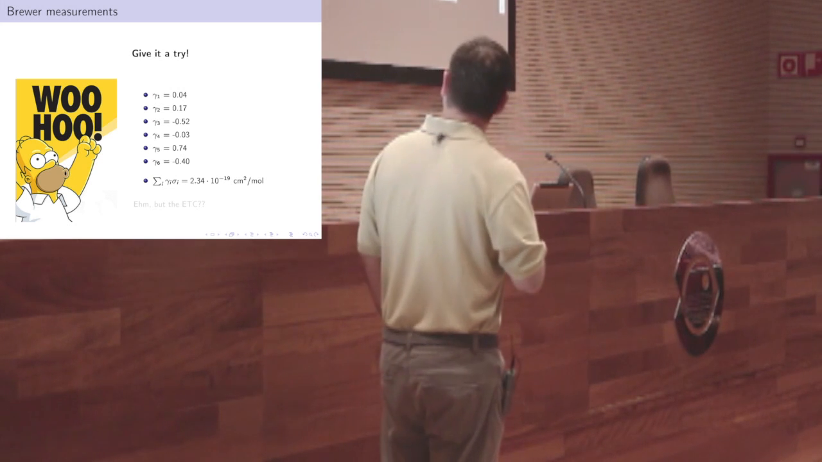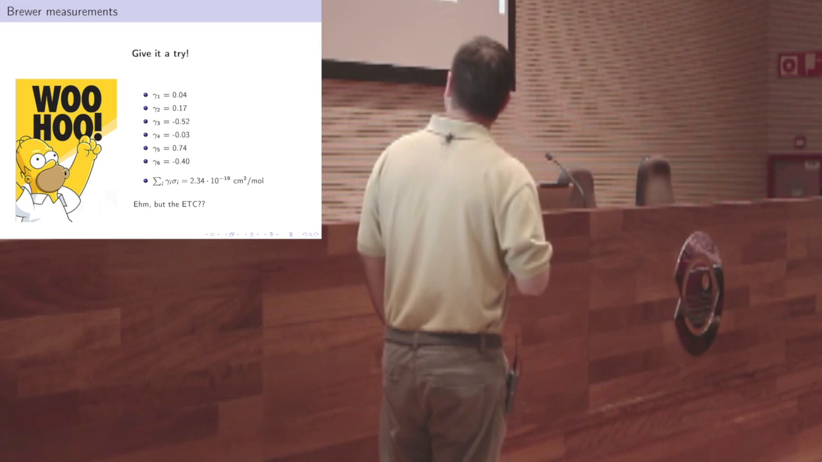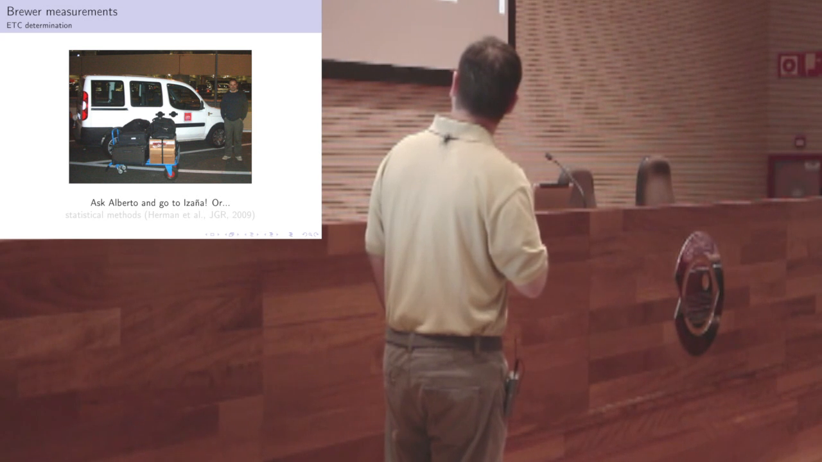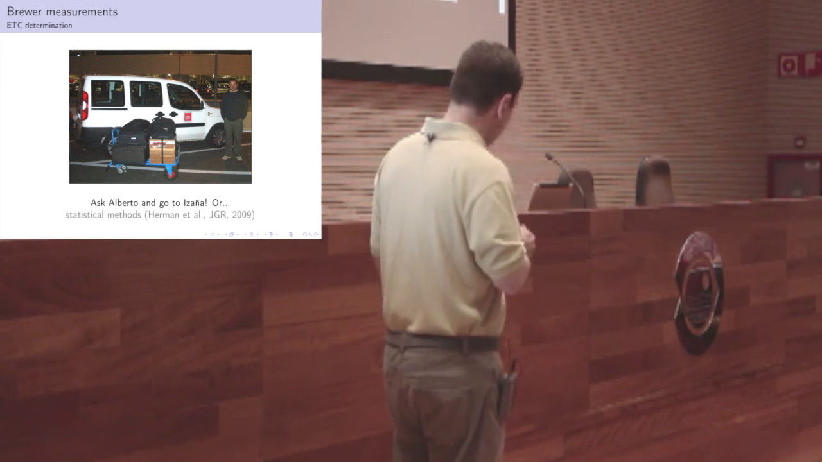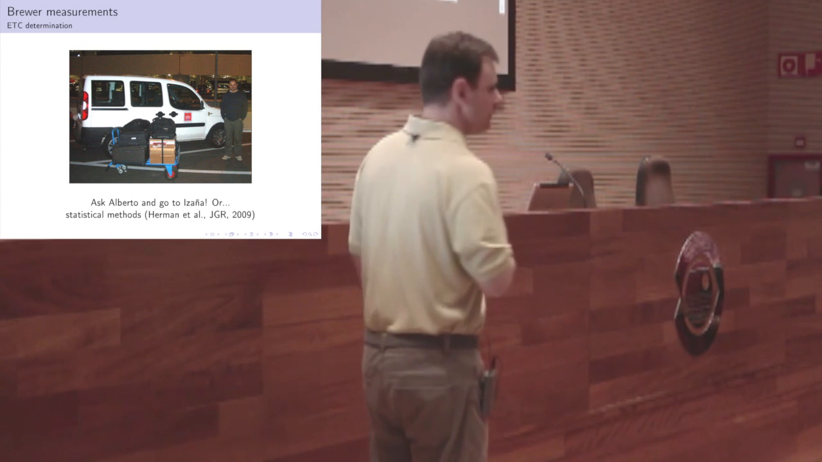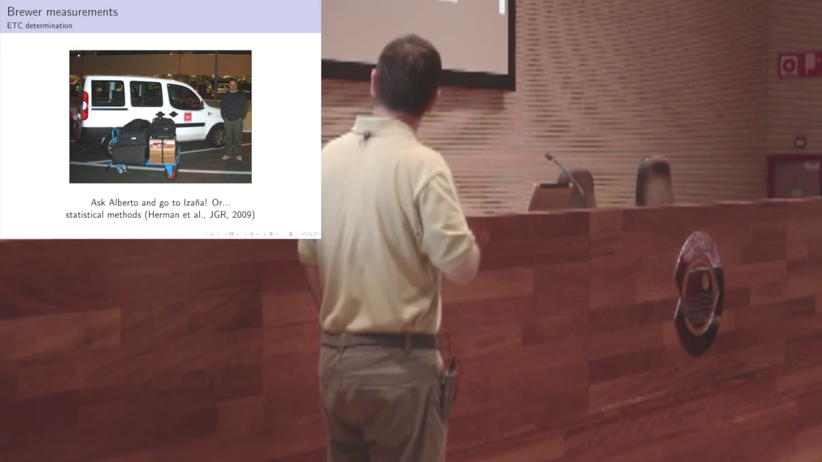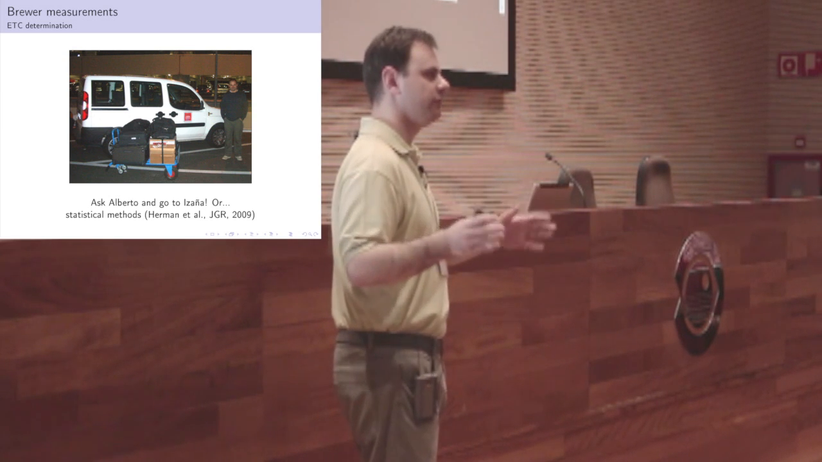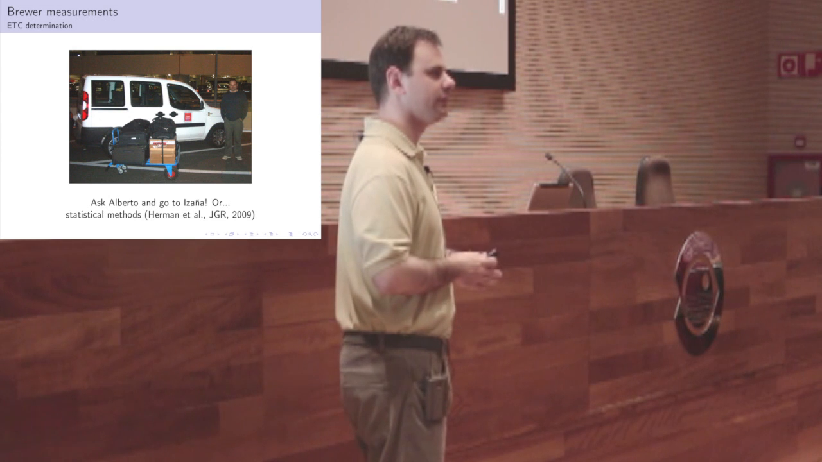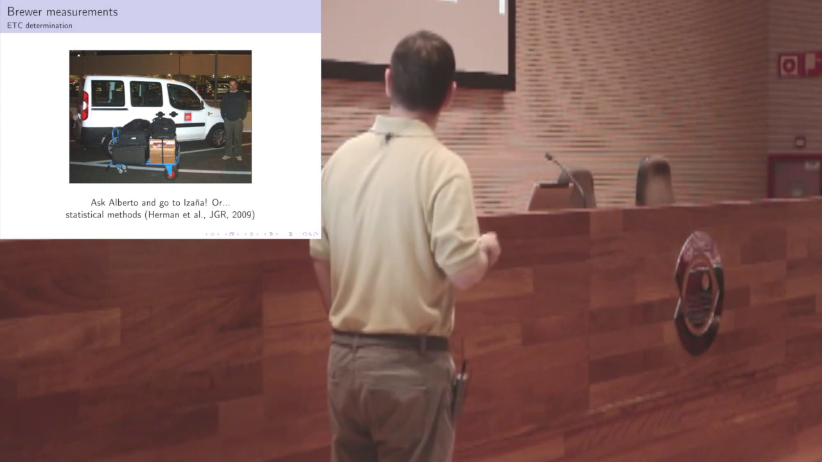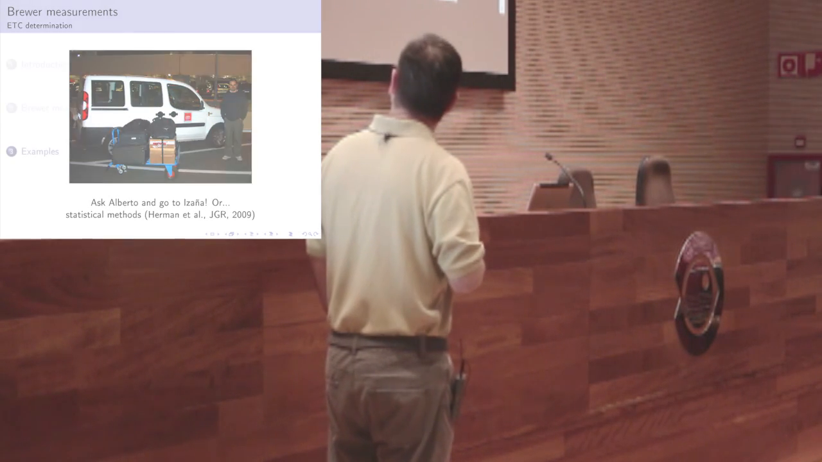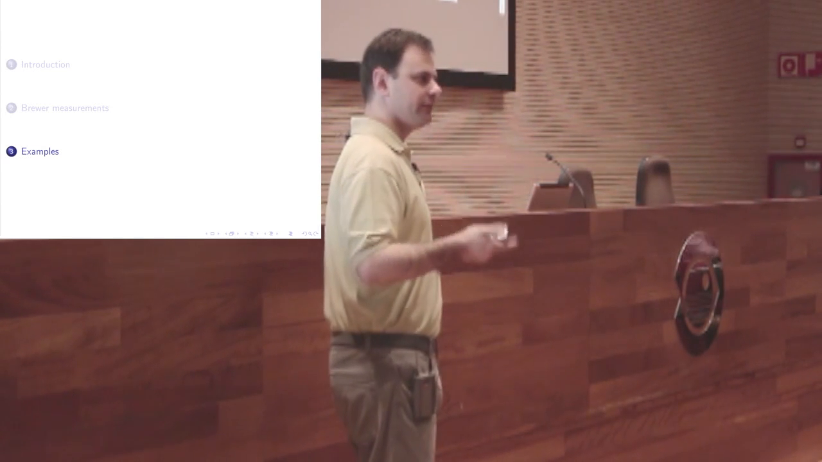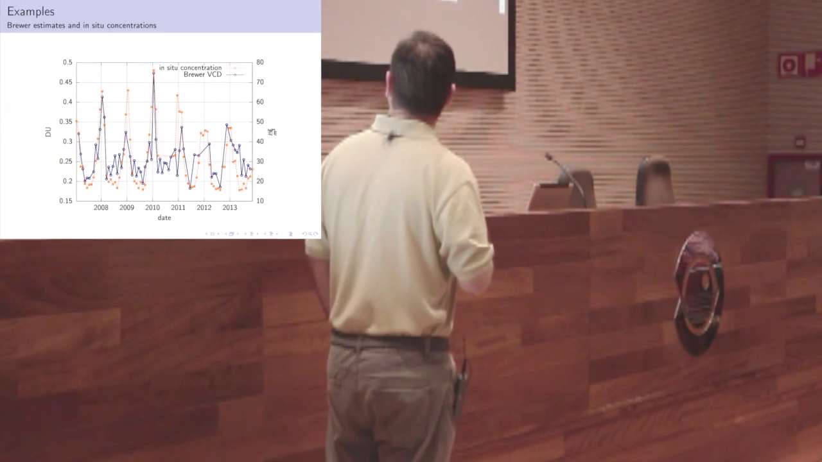But you still need the ETC, so you can go with your own Brewer to Izaña. This is my Brewer, the assembled one. Or maybe you can also use statistical methods, like the one described in this paper. You can reprocess the series and then find an ETC that is the best compromise for the series. And once your Brewer is characterized and calibrated, you can get very nice results.